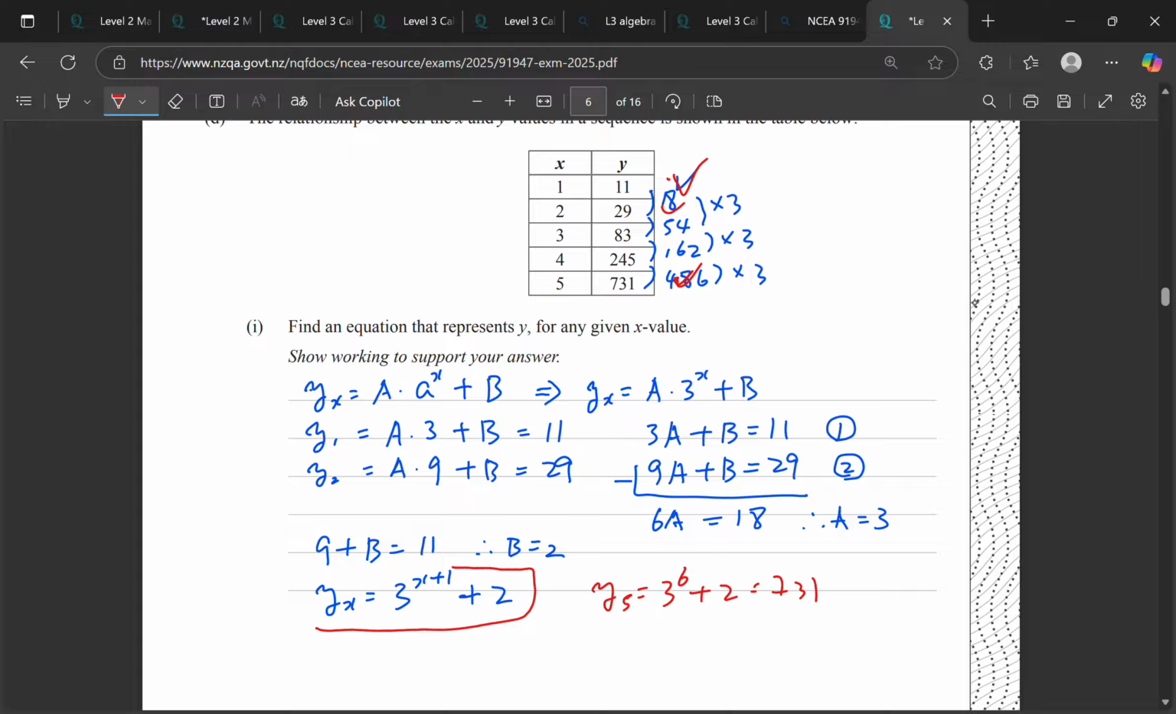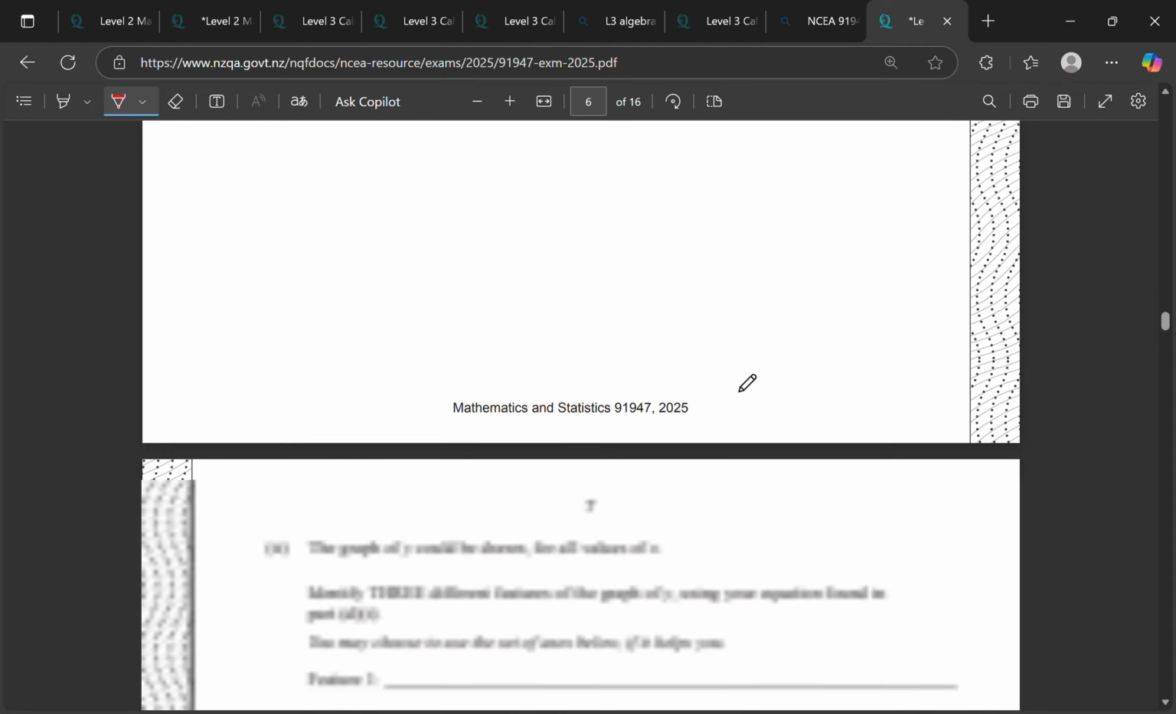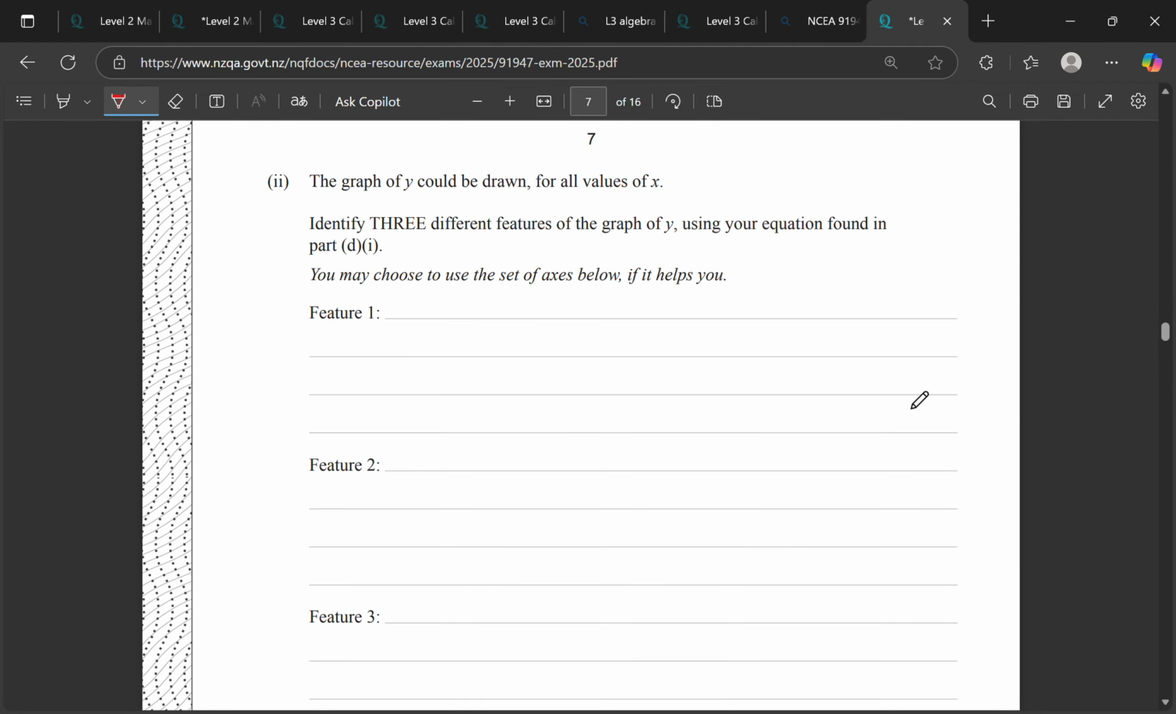Okay, so you could write it like this. Probably I will rub this out. So y equals 3 to the power of x plus 1, plus 2. Looks better. Okay, next.